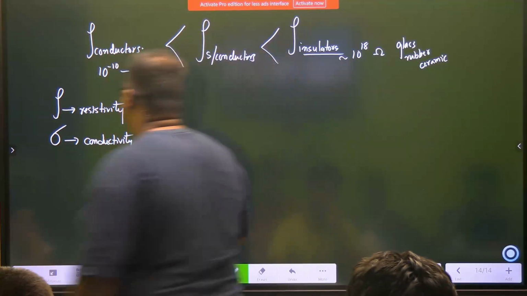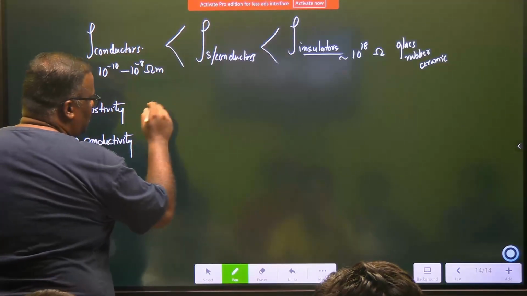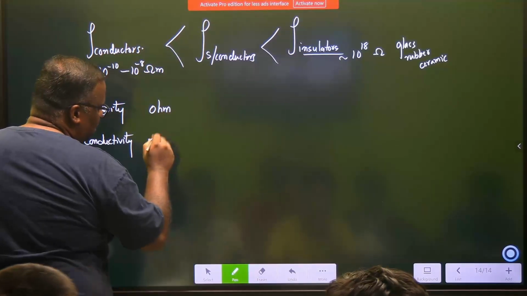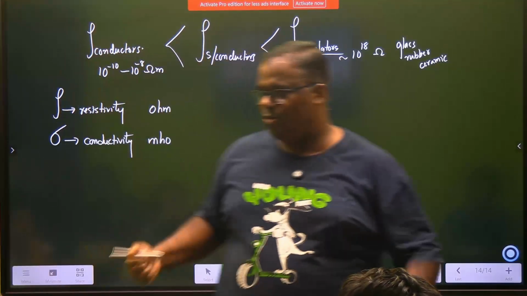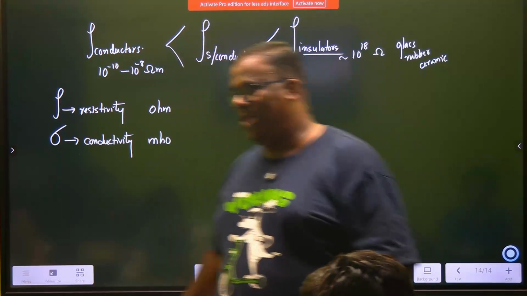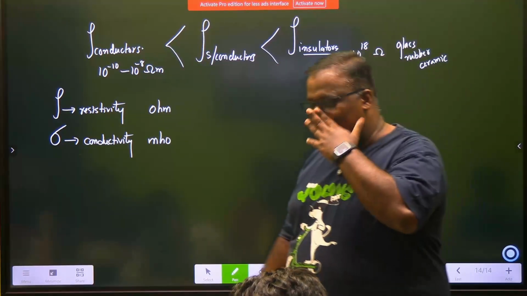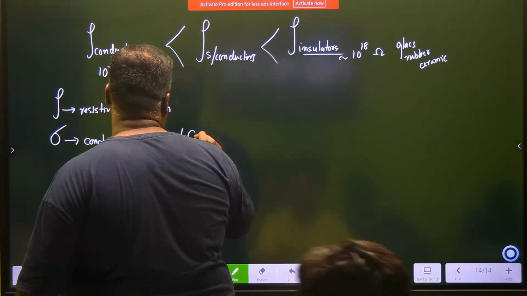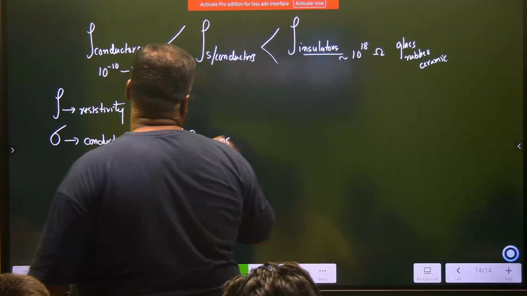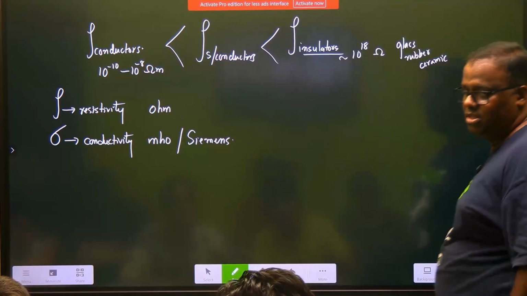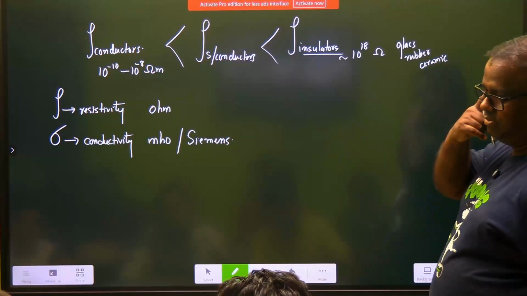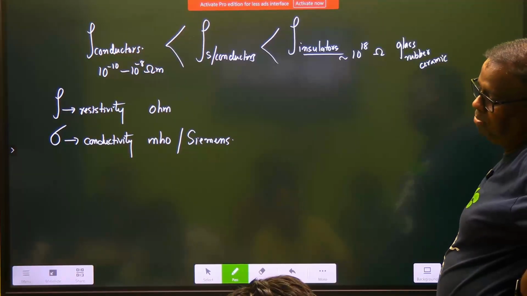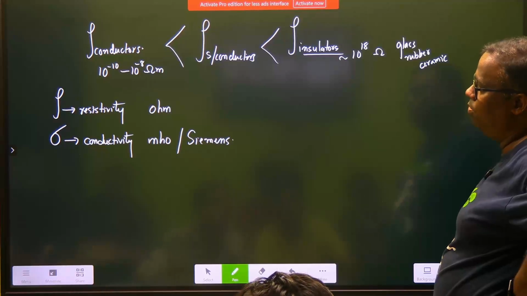So resistivity is actually expressed in what? Ohm meter. Conductivity has just the reverse unit called mho. Reverse ohm, mho. But when you go to chemistry, this mho is now replaced, and we use the conductivity unit Siemens. The Siemens company has come from this conductivity. Based on this, that microcontroller company works.